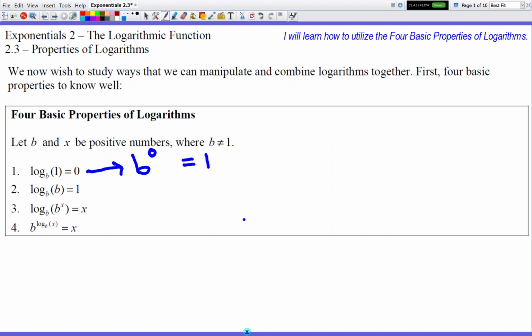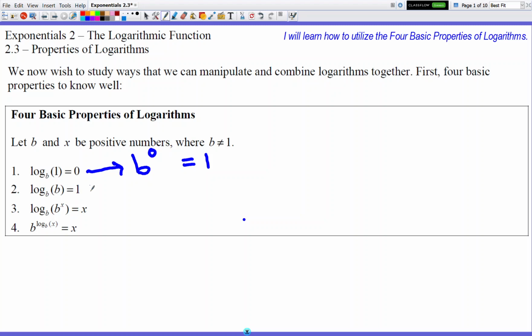Okay, so you've got to keep in mind, this particular property has to have a 1 in the parentheses. If it doesn't have a 1 in the parentheses, like if it has a 3 or something like that, log base B of 3, it's not going to equal 0. The key to this property is it has to be a 1. For these, the key is these 2 numbers have to be the same, or these 2 letters have to be the same if it's going to be a 1 there.